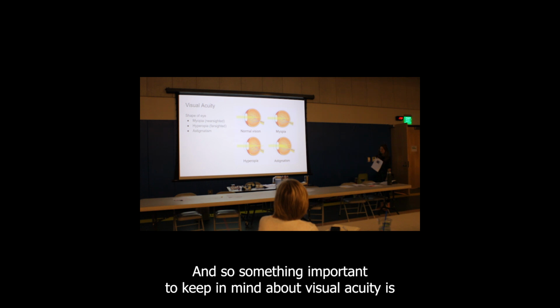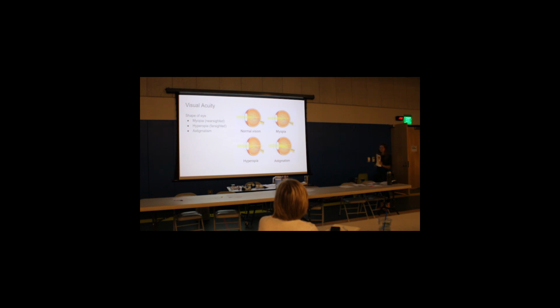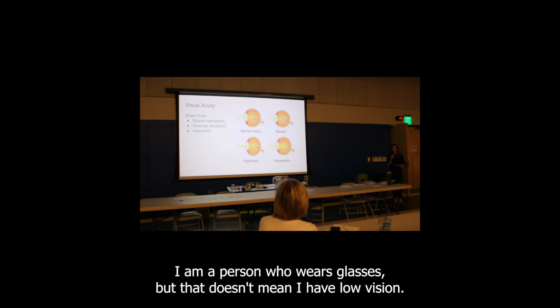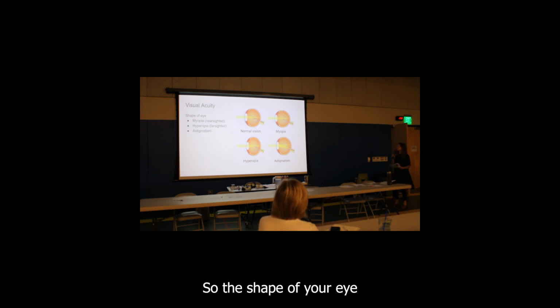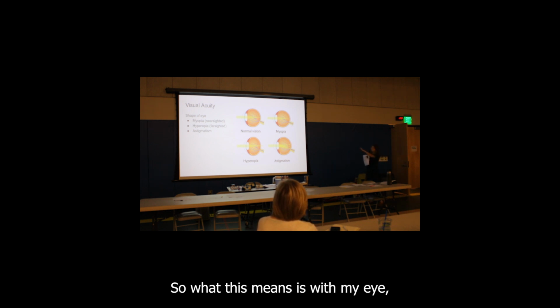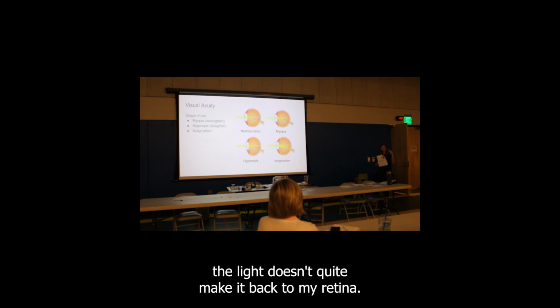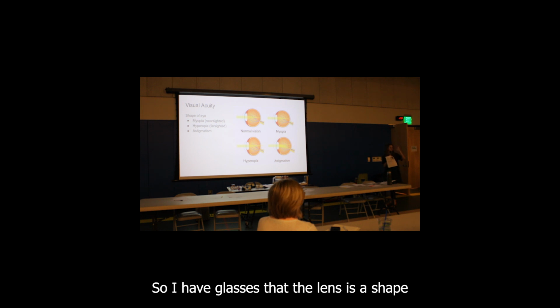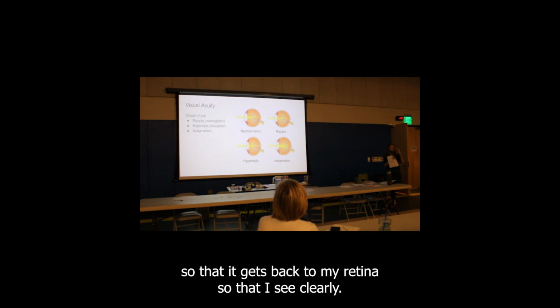Something important to keep in mind about visual acuity is I am a person who wears glasses, but that doesn't mean I have low vision. The shape of your eye helps determine how clearly you can see. For myself, I am myopic, so I have myopia. What this means is that with my eye, the light doesn't quite make it back to my retina. So I have glasses where the lens is a shape that helps the light bend in a way so that it gets back to my retina so that I see clearly.